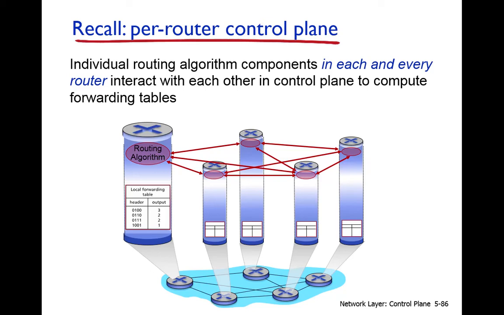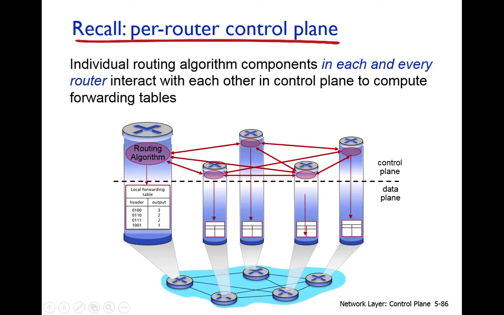Okay, so each router has a control plane with a routing algorithm. This routing algorithm computes the path for the forwarding table by interacting with other routers. The routing algorithm is computed by this router, so this is the per-router control plane. You can see that in each router we have a control plane and a data plane.